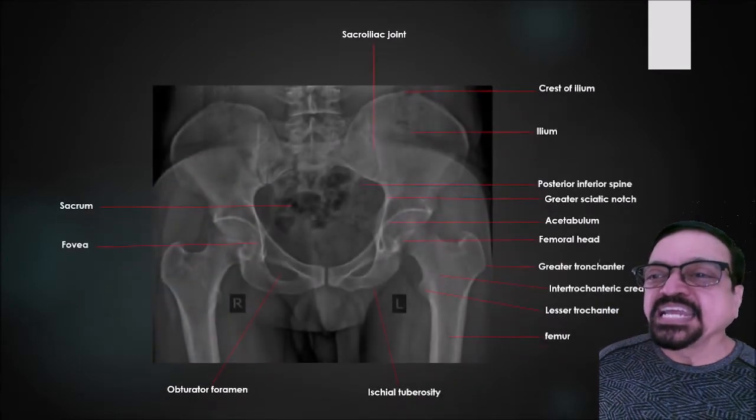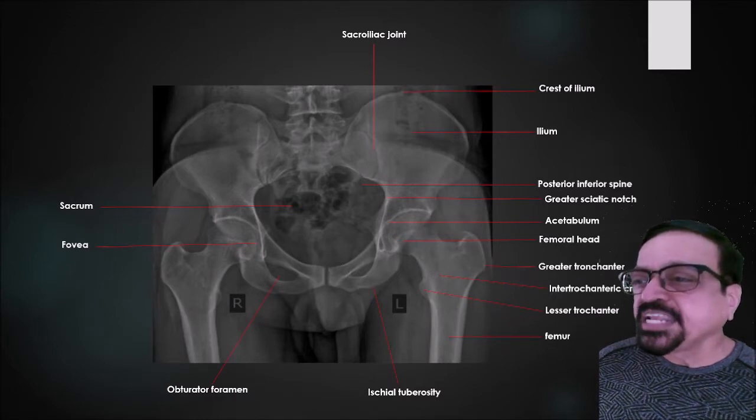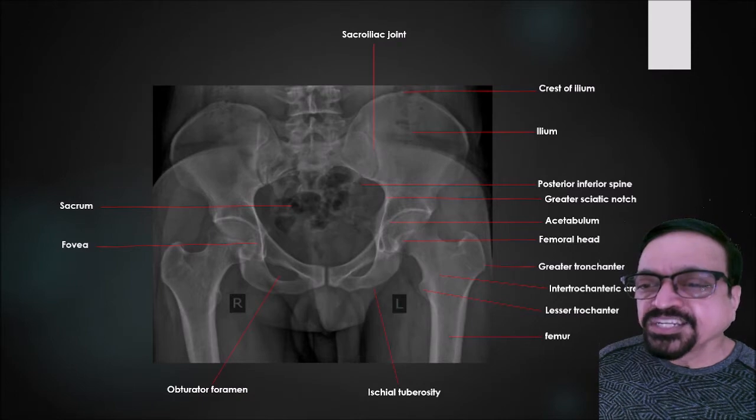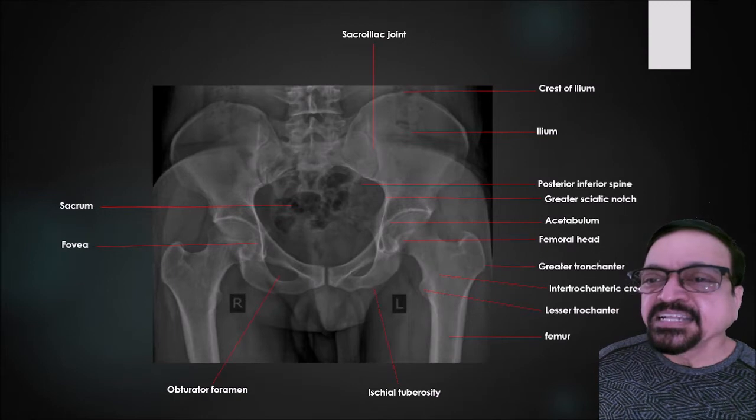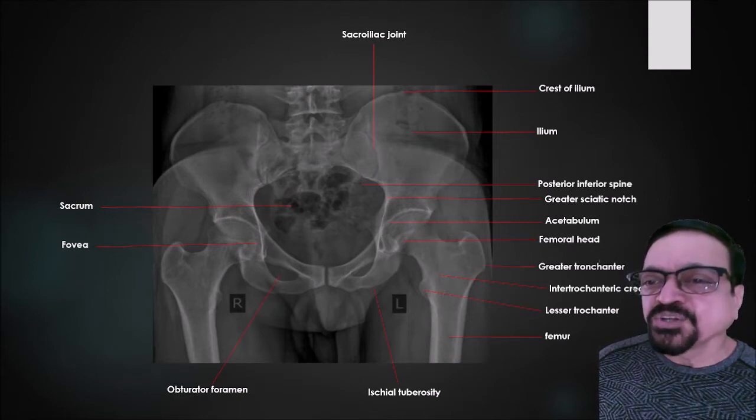Now here we are seeing the SI joints, then the crest of ilium, then the posterior inferior iliac spine, greater sciatic notch, acetabulum. Then we are seeing the femoral head, greater trochanter, intertrochanteric crest, then lesser trochanter, femur, ischial tuberosity, obturator foramina. Then there is the sacrum, which is radiographically important. The sacrum, sacrococcygeal joint, and the coccyx also need to be seen in this projection, and they are important.